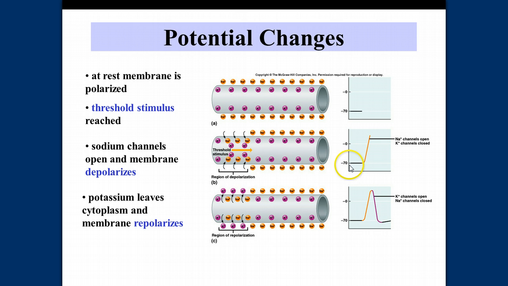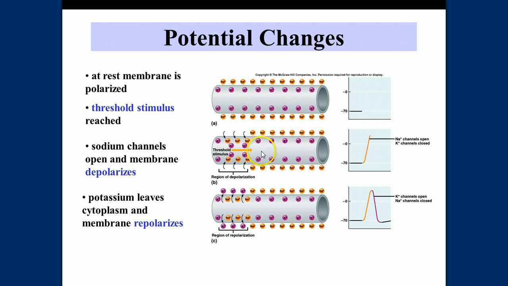For threshold, you move this direction, for threshold stimulus. Now, I told you the numbers in class, but threshold stimulus happens when the membrane becomes about negative 55 millivolts. Something unique happens at negative 55. That's sort of a magic number. At negative 55, these voltage-gated sodium channels open up. And when these voltage-gated channels open up, you have the diffusion of, or the letting in of, these sodium ions.